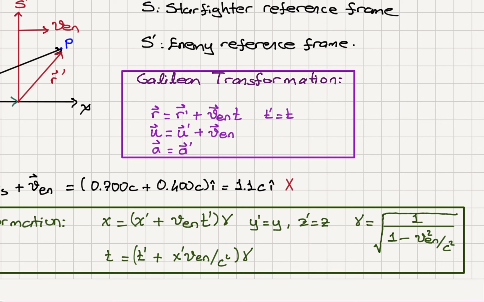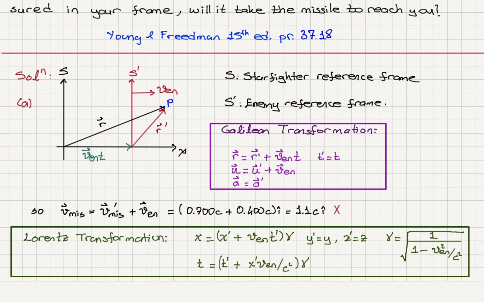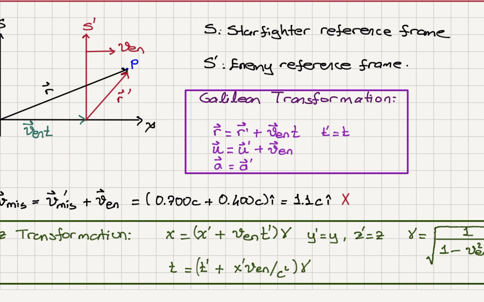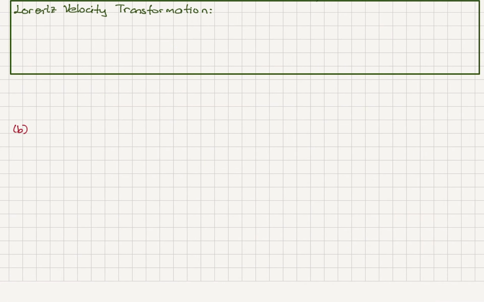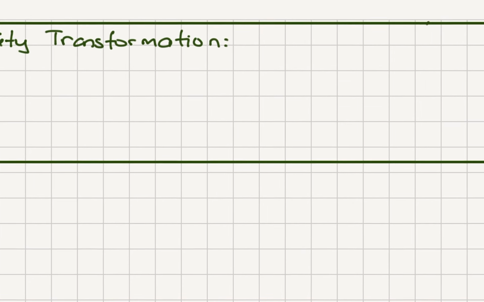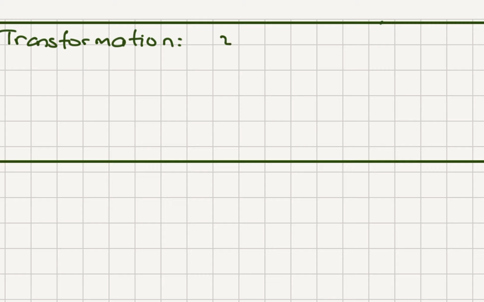Now we have to do a Lorentz velocity transformation. So what happens if I take a time derivative? If I write these equations in differential form, let's see what happens. I had x is equal to x prime plus vn times t prime times gamma. Now if this is dx, it's dx prime plus vn, that's a constant, dt prime multiplied with gamma.